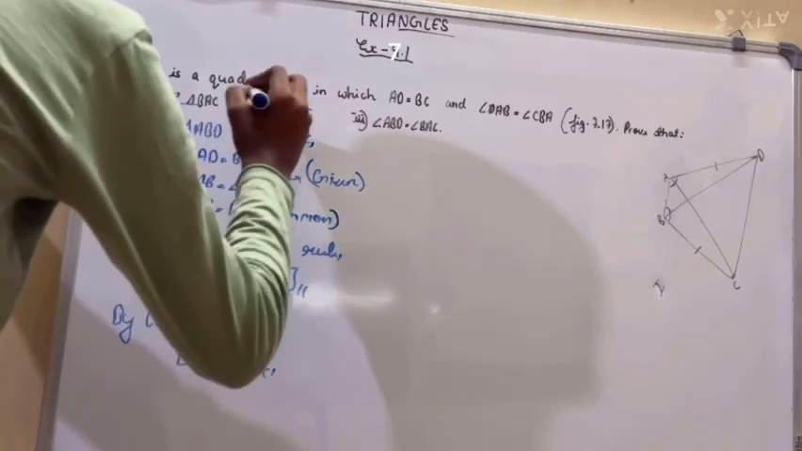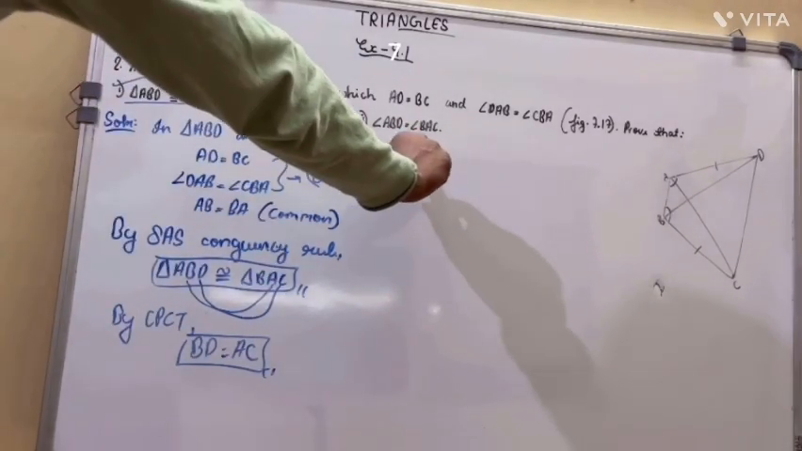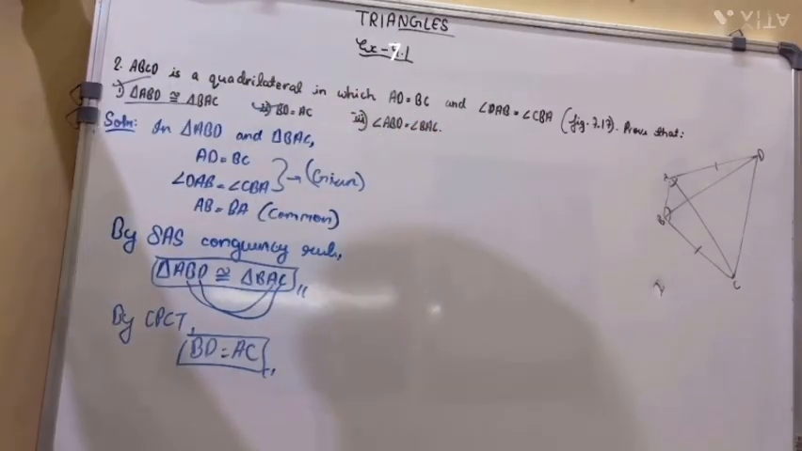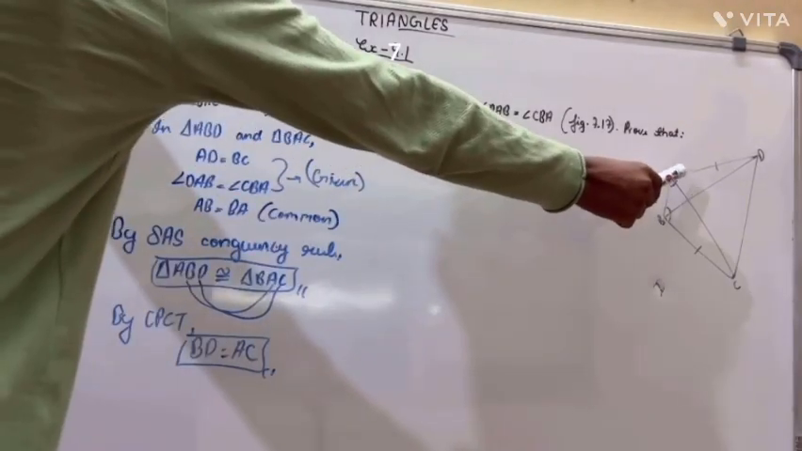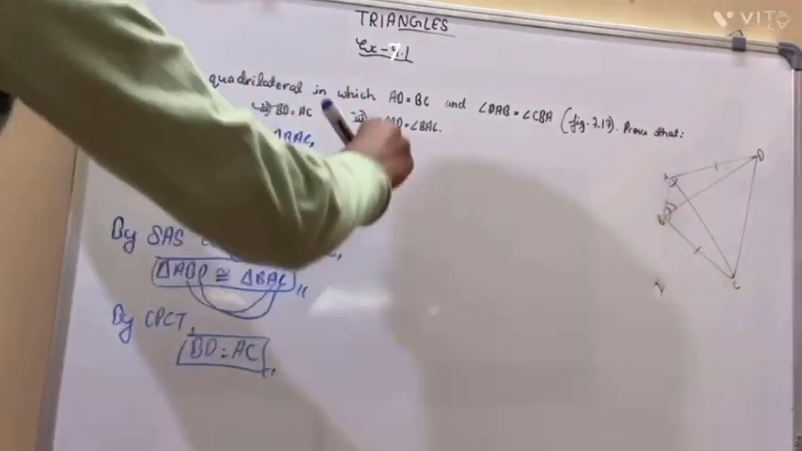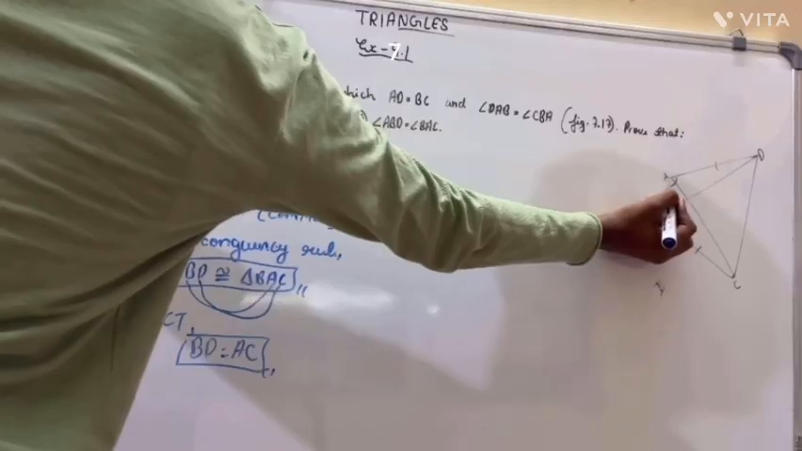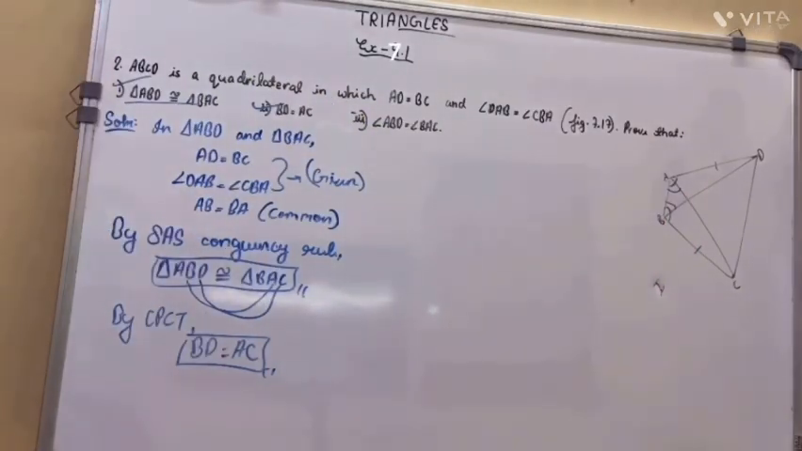This also proved. The second part is also done. Now look at the third part. Angle ABD is equal to angle BAC. Means angle ABD, this angle, is equal to angle BAC, this angle. How to prove this?